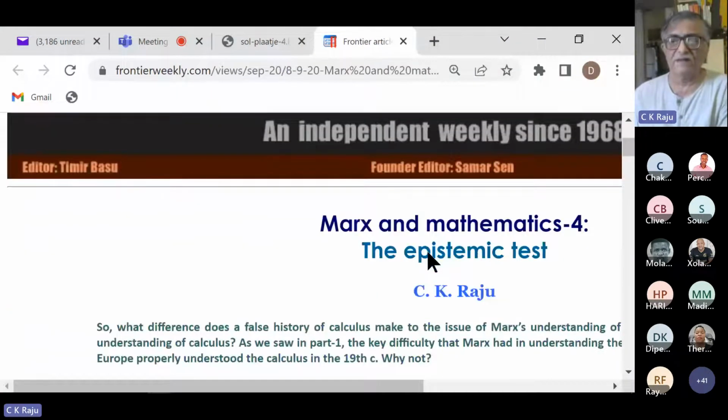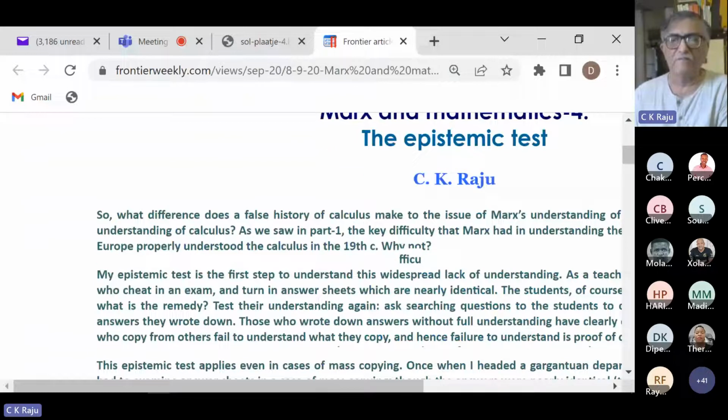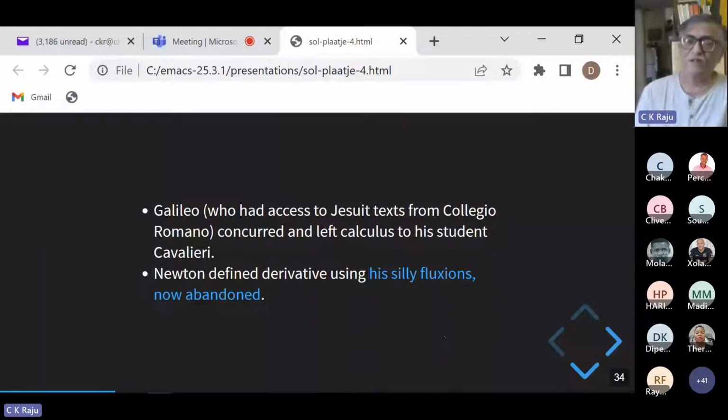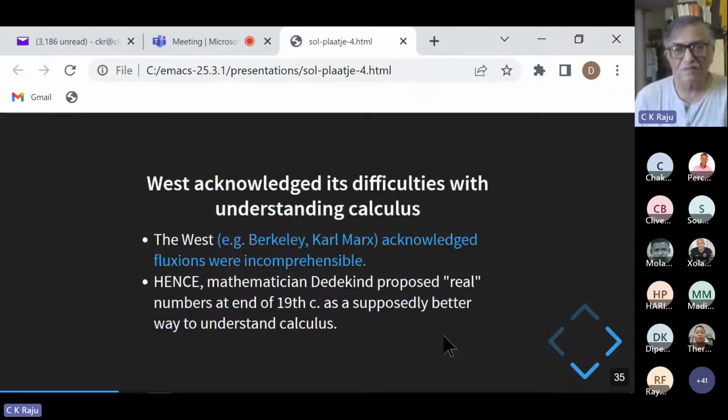So this is again there in Marx and Mathematics, part 4, epistemic test. All right. So you don't use fractions. Nobody knows what fractions are. Nobody knew then and nobody knows now. But he used the term fractions. And the West acknowledged this difficulty. It's not I who am saying it. The West acknowledged it. Berkeley acknowledged it. Karl Marx acknowledged it. They acknowledged that fractions are incomprehensible. Berkeley had this famous polemic: they are ghosts of departed quantities.